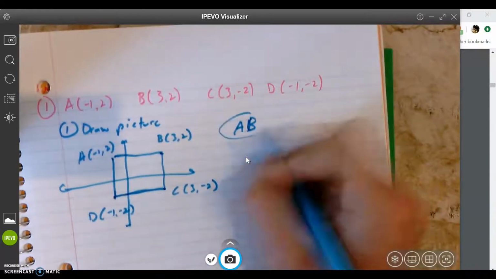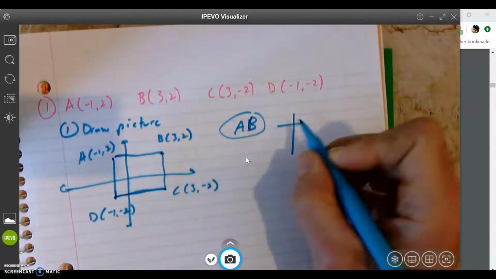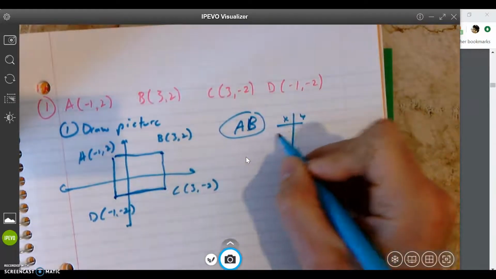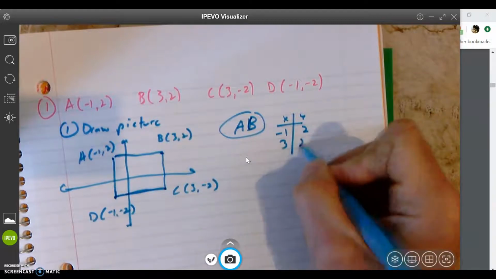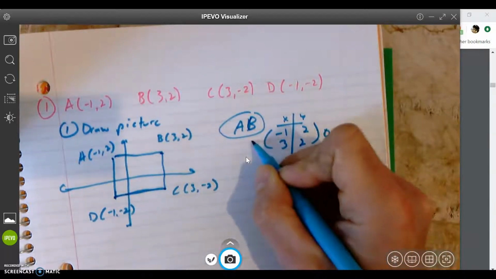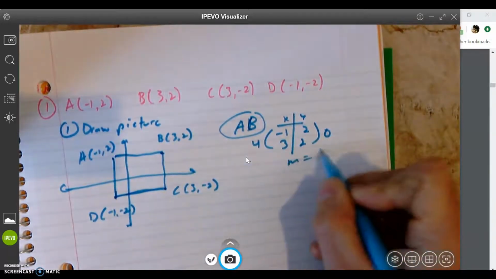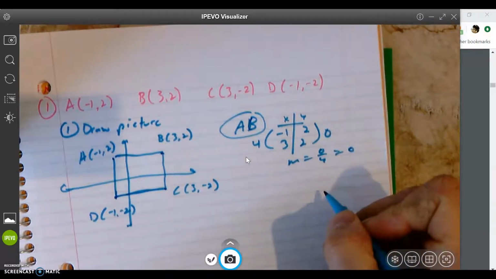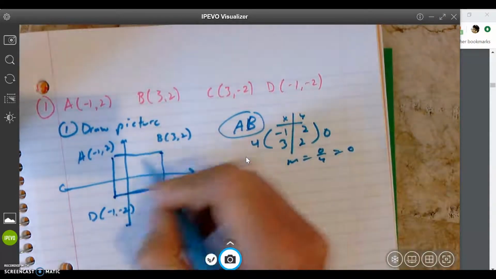So AB slope looks like it's 0. Let's prove it. X, Y: -1, 2 and 3, 2. So that's 0 over 4. So your slope is 0 over 4, which is 0. Cool. So this slope is 0.